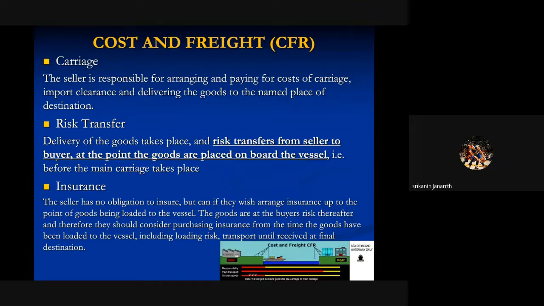So if a Sri Lankan tea exporter sends tea to Japan, he takes care of the container and goes up to the board, giving the container on board, but he's paying the freight, right? But his risk is over when the goods are placed on board. At that point, his risk is over. But he has paid the freight up to the destination. So that is what cost and freight is, right? The insurance has to be taken care of by the buyer, right?